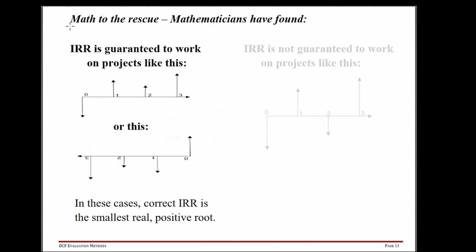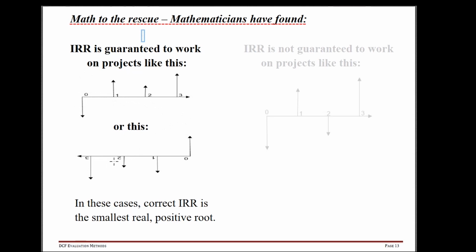However, we have some good news here. Math to the rescue. People much smarter than me have found that the IRR method is guaranteed to work for 4 types of projects. Something like this, where you have a negative cash flow only at t equals 0 and all the other cash flows are positive, or if you flipped this over the x-axis, you would have one positive cash flow here and all the rest negative.